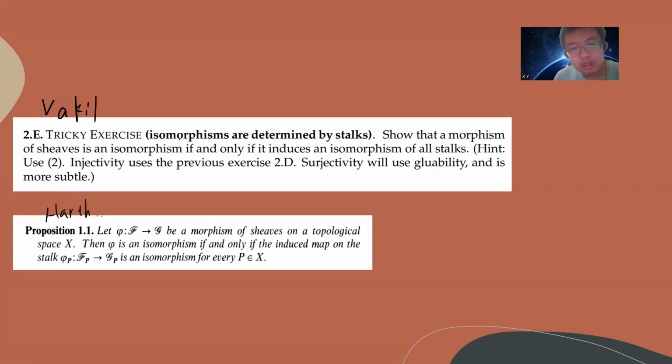Okay. Basically, simply speaking, you have morphisms which are isomorphisms. So the starting point is that you have two sheaves, right? If a morphism of sheaves is an isomorphism, then it induces an isomorphism on all stalks. Or in Hartshorne's notation: if you have F to G, a morphism of sheaves on a topological space X, then it is an isomorphism if and only if the induced maps on stalks are all isomorphisms for P belonging to X.